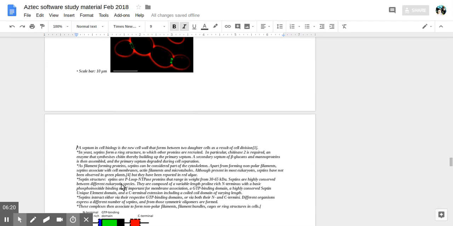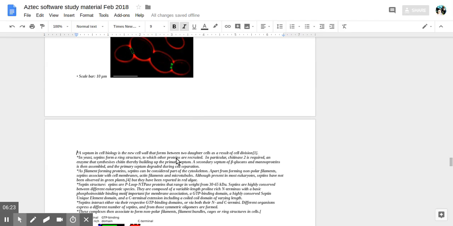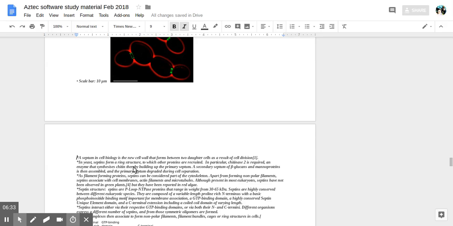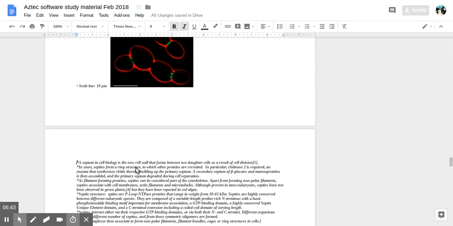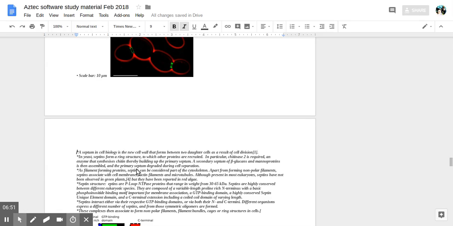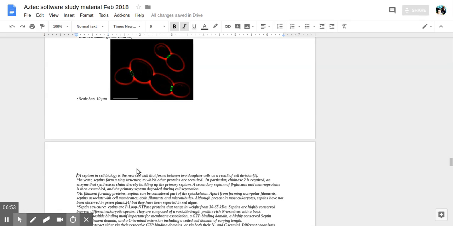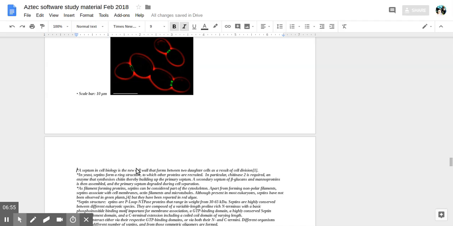They also recruit other proteins, particularly chitin synthase, an enzyme that synthesizes chitin, thereby building up the primary septum, which is a new cell wall, or the exterior of the cell. A secondary septum of beta glucans and mannoproteins assembles. The primary septum degrades during cell separation. So there are different proteins involved that help.